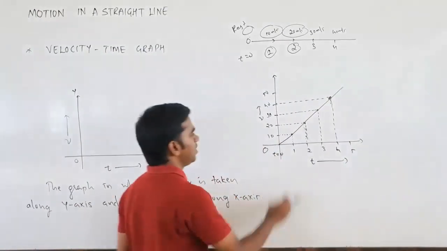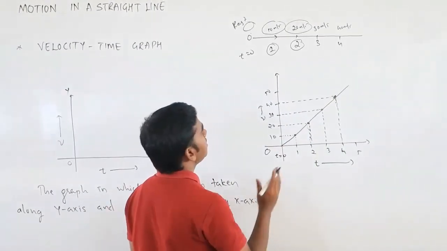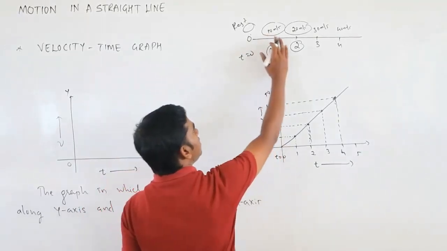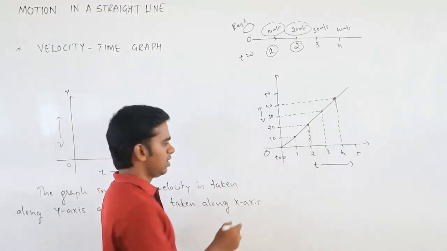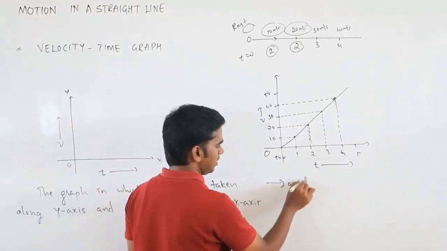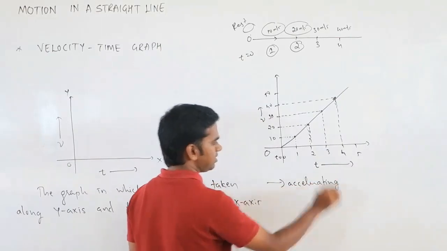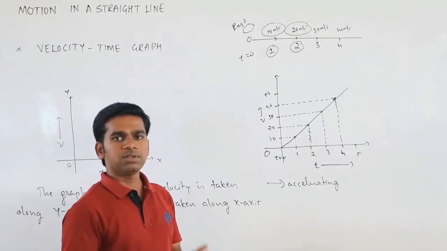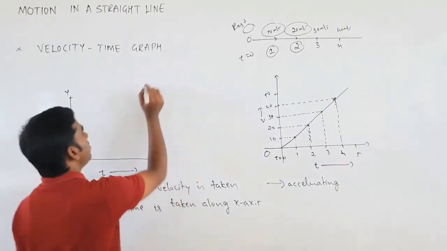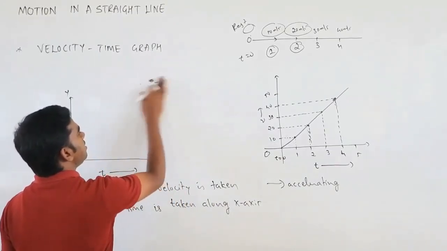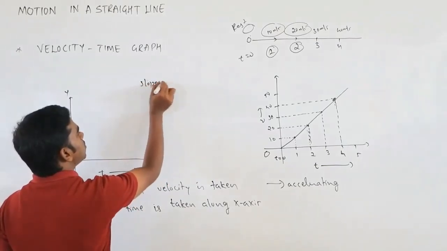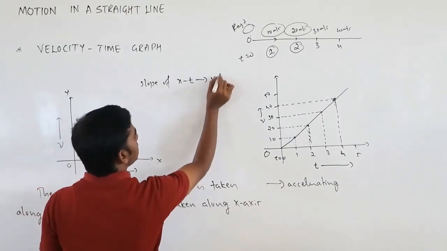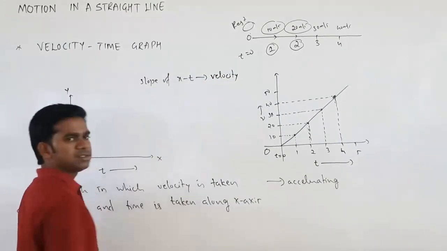Before that, what is this graph suggesting? Whenever you get this straight line, its velocity is uniformly increasing, which means the body is accelerating. The very important thing here is what the slope will give you. What does the slope of your position-time graph, that is the xt graph, give? It gives the velocity. We have discussed that one.